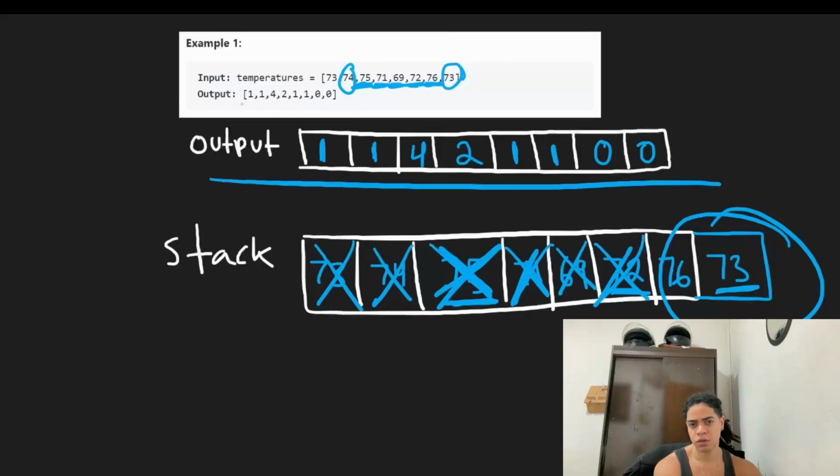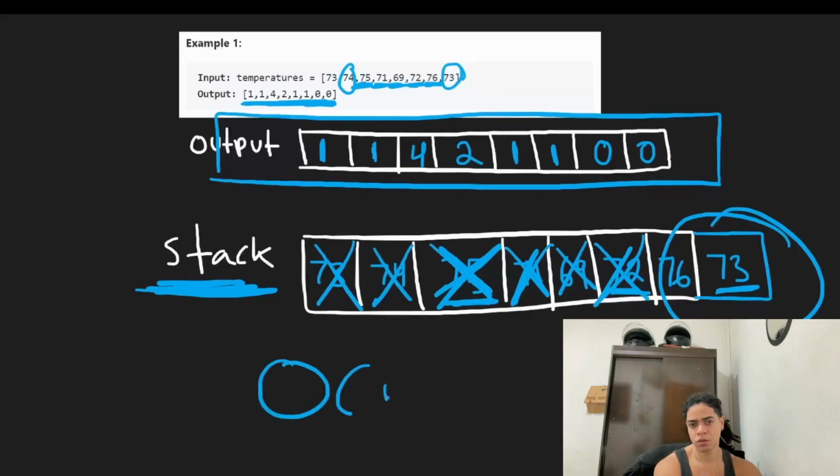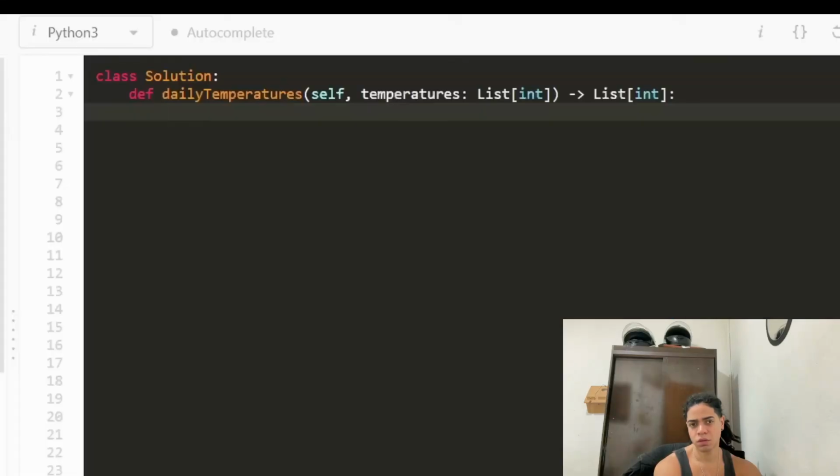You can see it exactly matches the output that they built in the example, and we did that in linear time by using this monotonically decreasing stack in O of n time, O of n memory. So now let's jump into the code. So we are going to have a result or answer array, and it's initially going to be default values of 0 because that's kind of what they tell us, and it's going to be the exact same length as the input array temperatures.